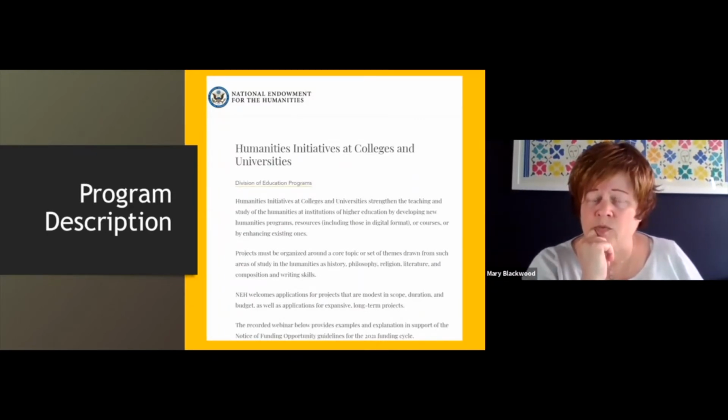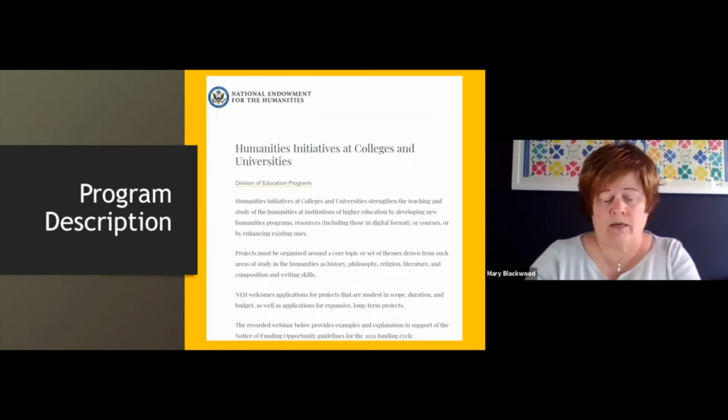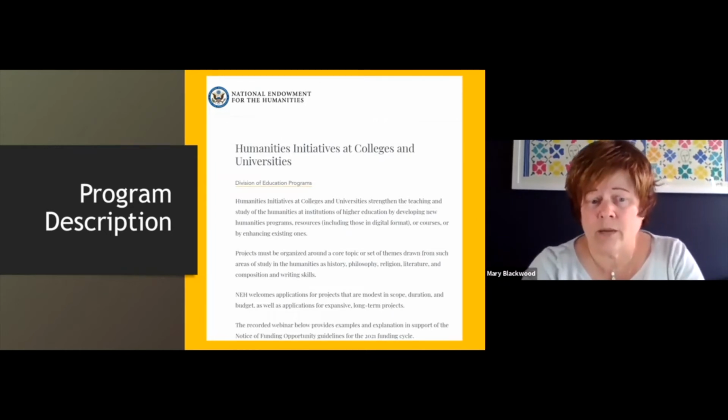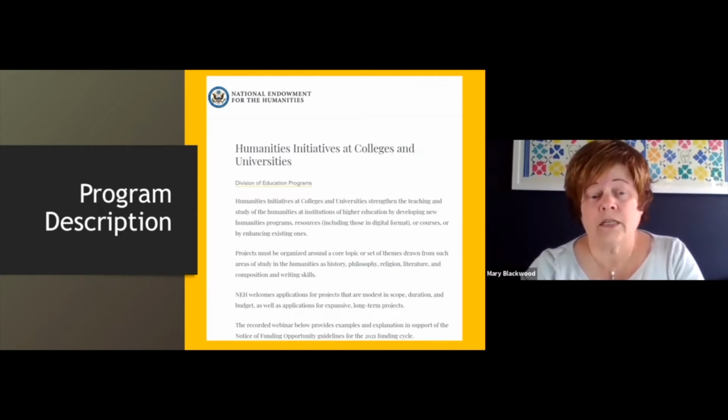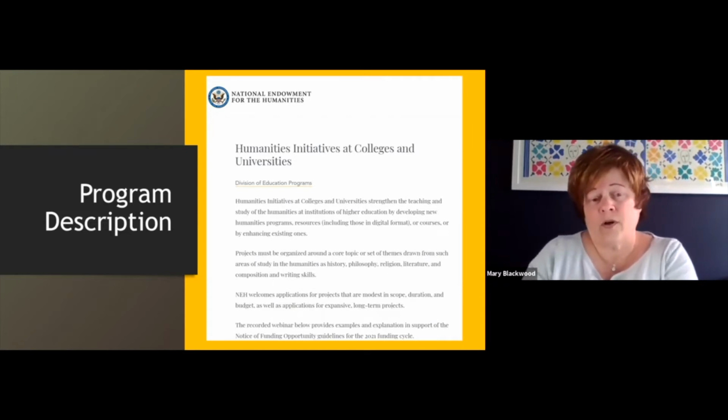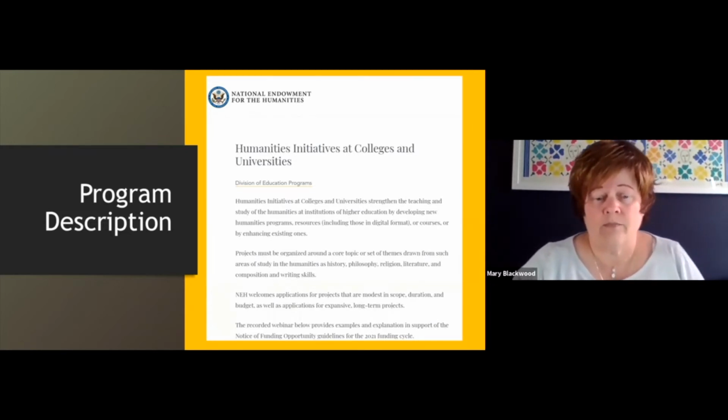Now, the program description is very important too. Programmatic relevance is really critical. You can come up with the greatest project in the world, but if it doesn't fit into their program, the sponsor is going to send you on your way and wish you good luck in finding another sponsor. This one says, for example, projects will be organized around a core topic drawn from areas of study in the humanities. Notice that they say NEH welcomes applications for projects that are modest in scope, duration, and budget. Remember, this one, you can get as little as $6,000 for it. So they're not only looking for gigantic things, they're looking for small things too. Even small things can have an impact.